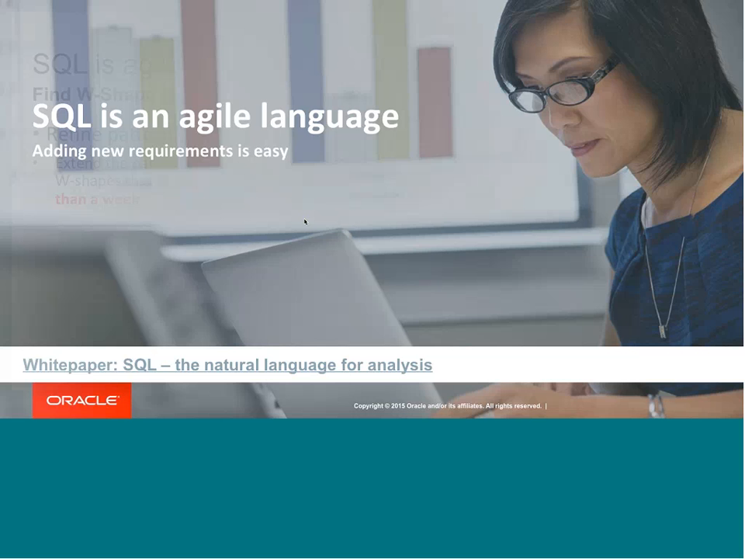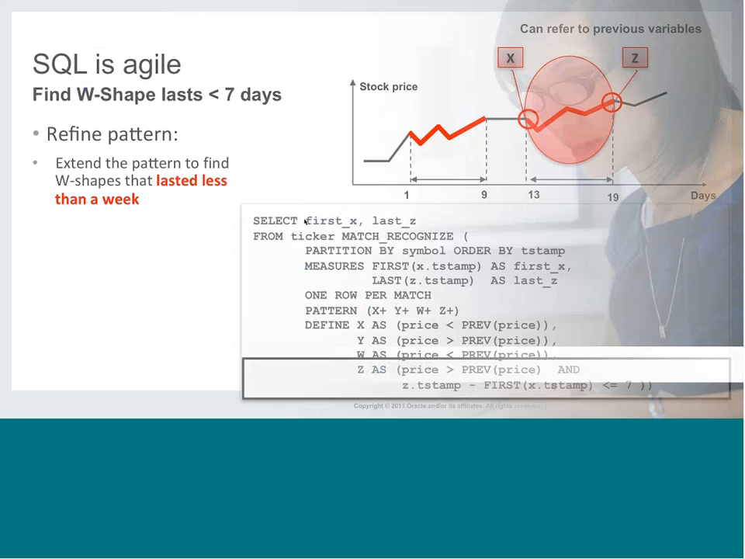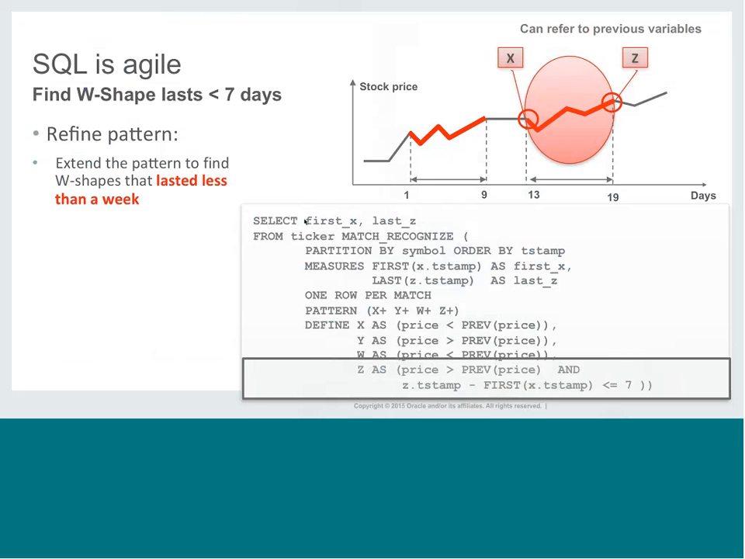If we were looking at this as a standard business scenario, you'd probably get the request: we need to search this stream for all W patterns. Just give me all of the W patterns. That's all I'm interested in. And then the next response comes back: oh yeah, but we want patterns that lasted less than a week. Can you make that change? Well, in this case, it's a relatively simple addition that we have to make.